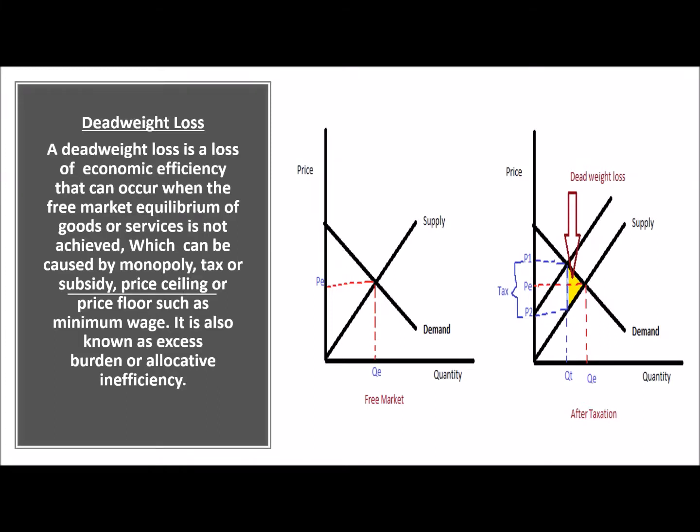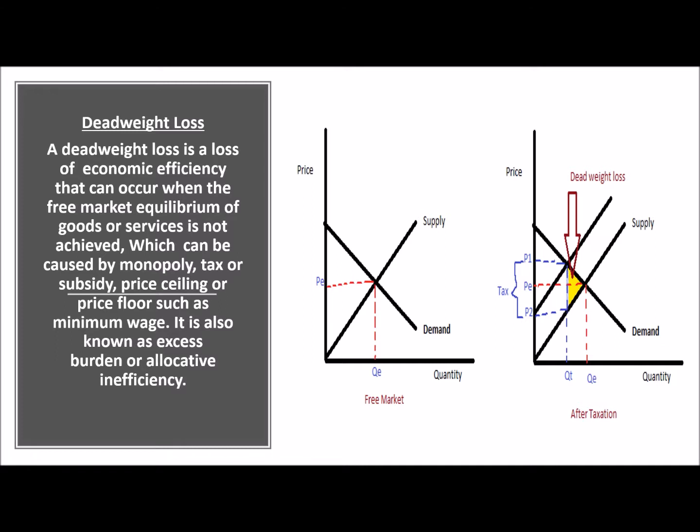Hello viewers, today our topic of discussion is deadweight loss. First of all, we will learn what exactly deadweight loss is. Deadweight loss is a loss of economic efficiency which can occur due to a change in the free market equilibrium. The free market means the market without any tax or subsidy. So we can change the equilibrium by the imposition of a tax, subsidy, price ceilings or a monopoly.